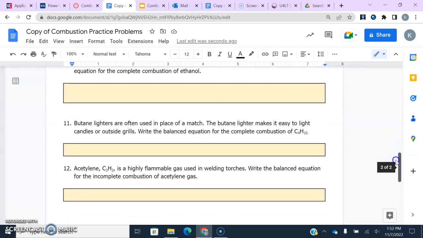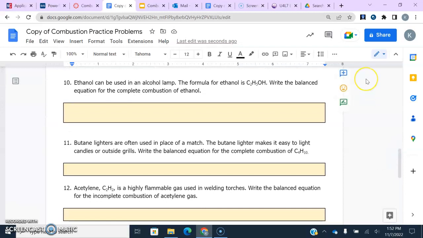For 10 through 12, you are going to write out the combustion reactions and you are going to balance them, okay? So you might be looking at it and say, well, where are the reactions? Because these are all word problems. Well, remember, we know all the reactants and the products of combustion reactions because we know what goes in and what comes out. So for example, we'll do 10 together and then you guys will do 11 and 12 on your own. So 10 says ethanol can be used in an alcohol lamp.